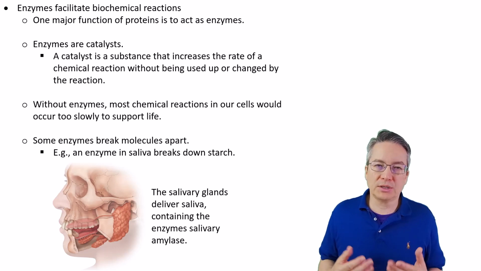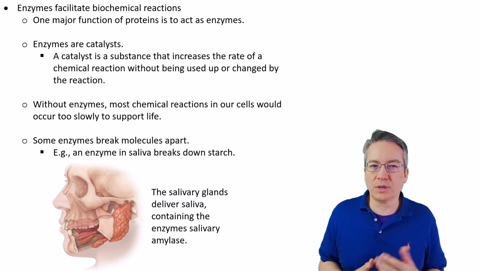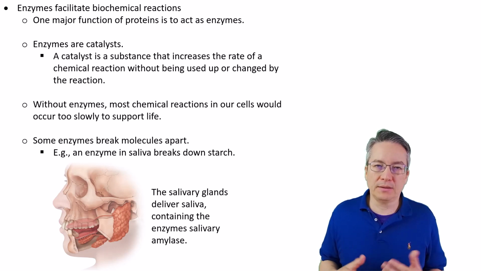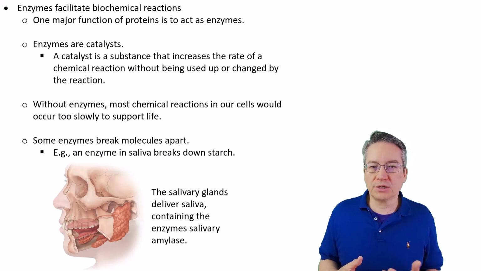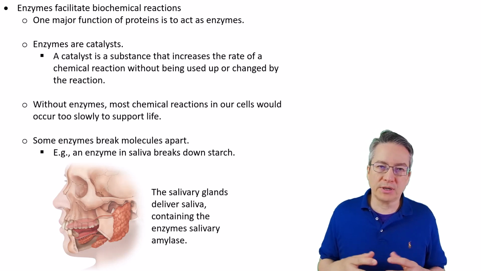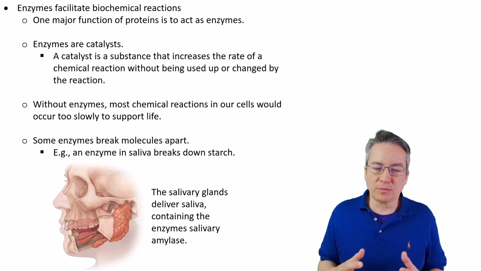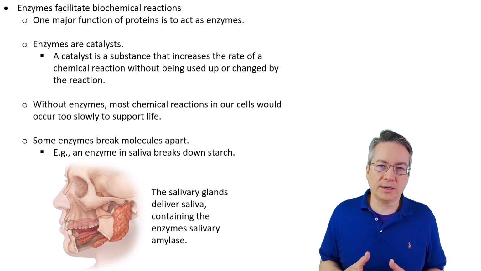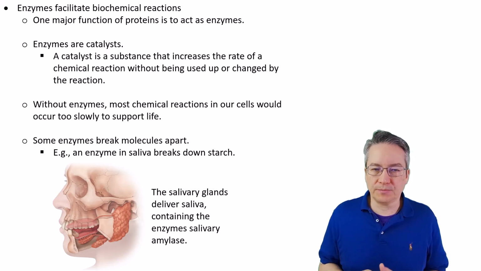But let's look at just some simple examples here. One is a type of enzyme that breaks apart molecules. The example I'll use is an enzyme found in saliva that breaks down starch. Recall that starch is a complex carbohydrate. It's a polymer of glucose, a very highly branched, large polymer of glucose. You take in starch when you eat, say, a potato chip, French fry, or corn. There's a lot of starch in lots of vegetables.